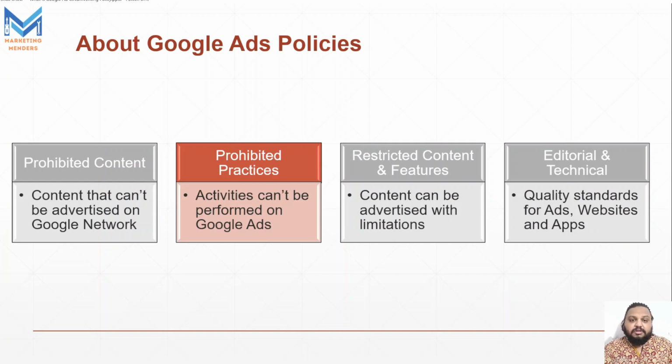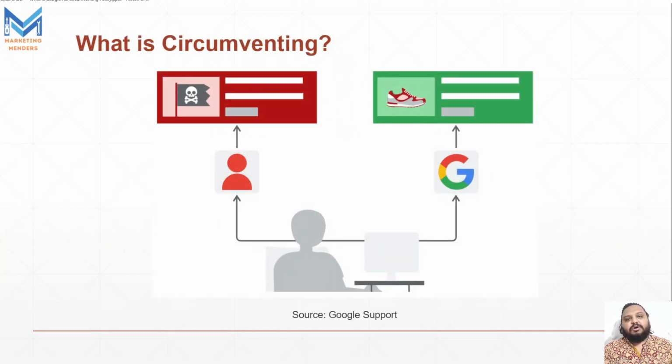That is, some of the acts, some of the activities which are not allowed on the Google Ad platform. Under these prohibited practices, there are again multiple practices that we will be taking up ahead. But today we are going to focus on circumventing policy. Circumventing policy is part of the prohibited practices. Now, what is circumventing? Circumventing means that you are trying to cheat the Google ad system, right?